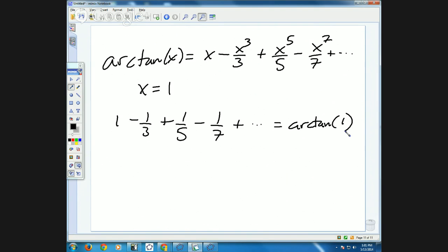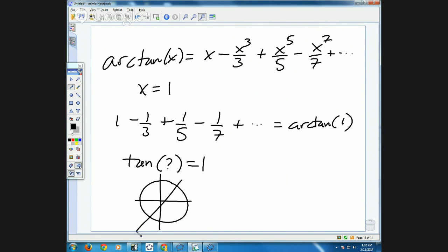Okay, let's see. What is the arctangent of 1? That means the answer is the tangent of some number equals 1. When does the tangent have a slope of 1? Pi over 4. The sum, the alternating sum, oh, wrong number. I got all excited there.